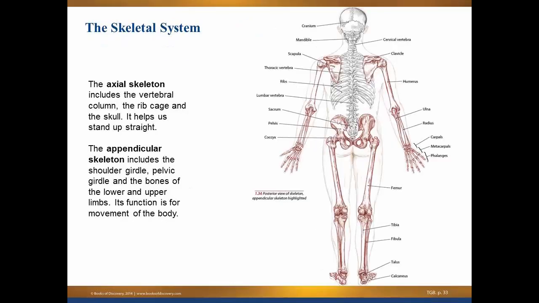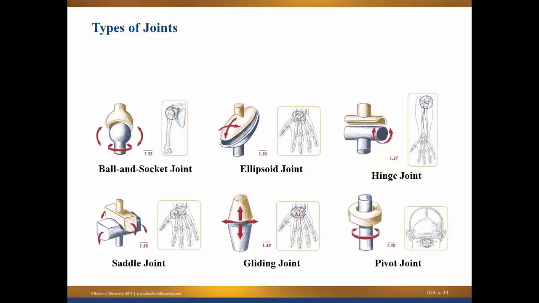Moving along, the skeletal system. Here's the posterior view. We have the axial skeleton and the appendicular skeleton. The axial skeleton, if you remember, includes the vertebrae, the spine, the rib cage, the skull. It's basically there to help us stand up straight. The appendicular skeleton is everything else. It includes the shoulder girdle, the pelvic girdle, the bones, the legs, the arms, and its function is basically for movement of the body. The skeletal system also protects our organs.